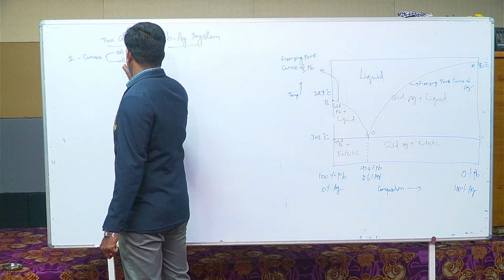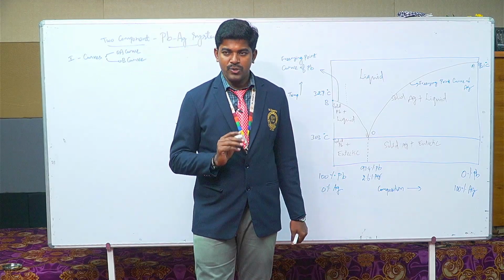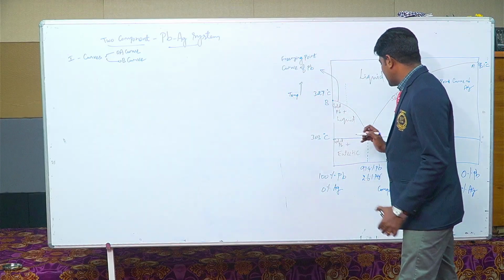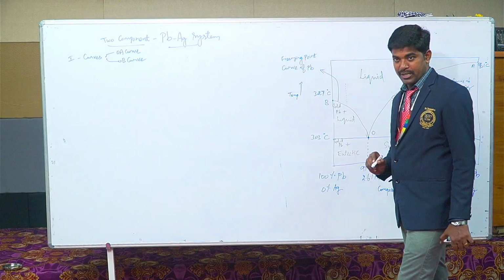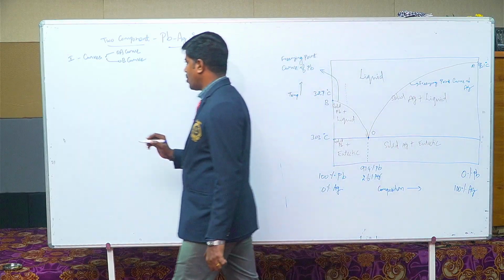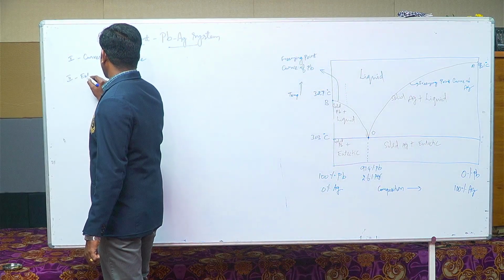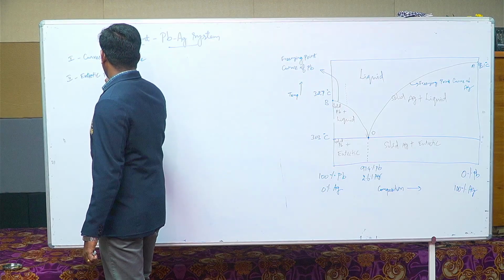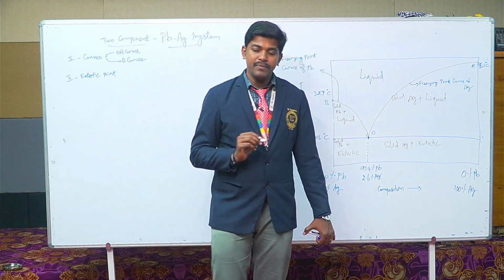The second one is the OB curve. So there are only two curves. And another thing is the point O. This is called the eutectic point. The point O is called the eutectic point. So I'm going to explain the eutectic point.